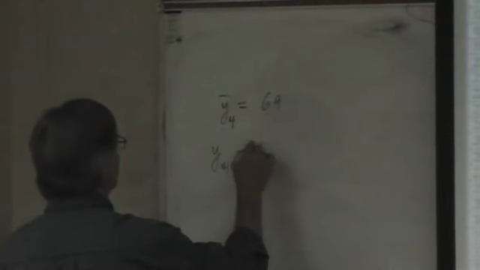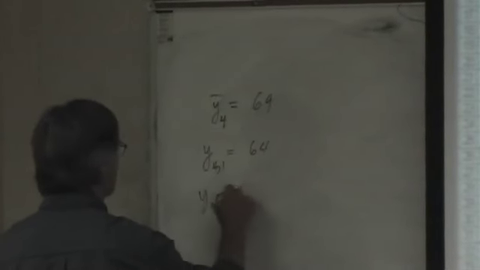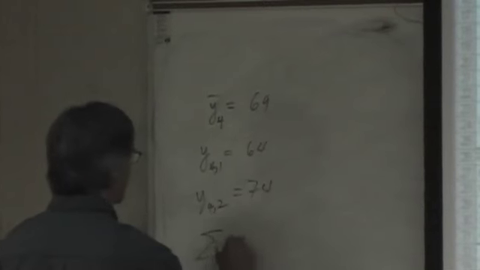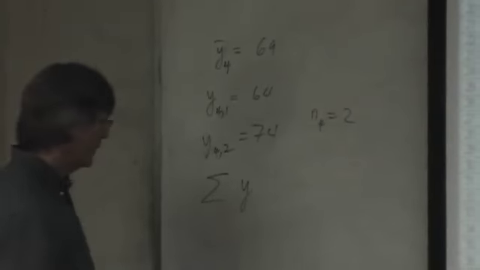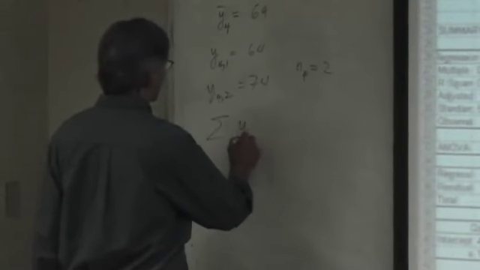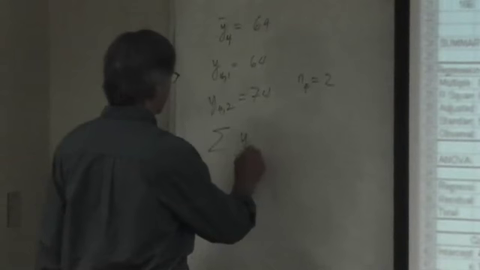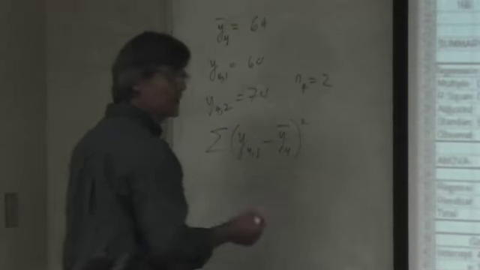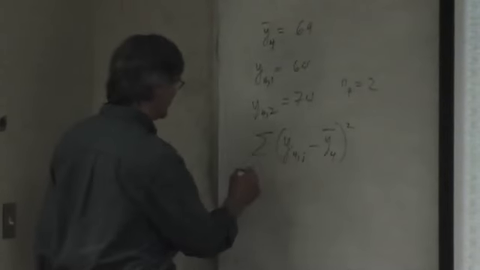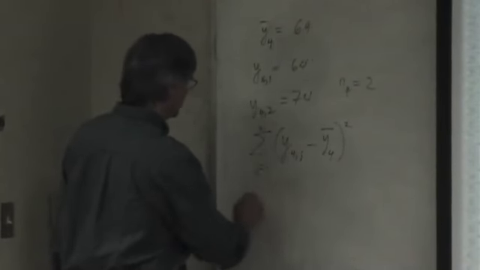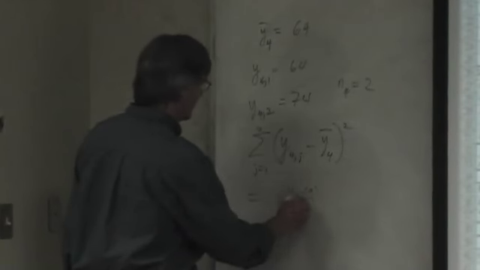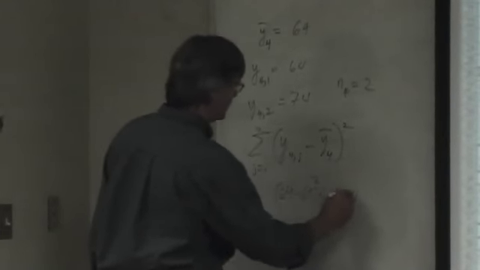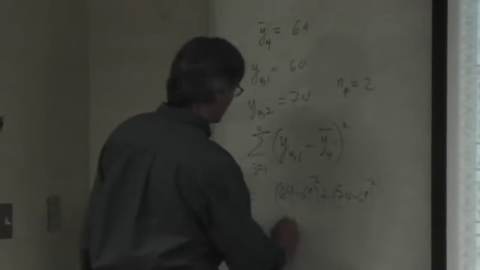y4 sub 1 is equal to 64. y4 sub 2 is equal to 74. n sub 4 is equal to 2. There are only two of them. Right? Repeated x values are only two. So I have summation y sub 4 comma j minus y sub 4 bar, squared. The notation is nasty, I agree. But you have to have some. J goes from 1 to 2, therefore equal to 64 minus 69 squared plus 74 minus 69 squared equals 5 squared plus 5 squared equal to 50.